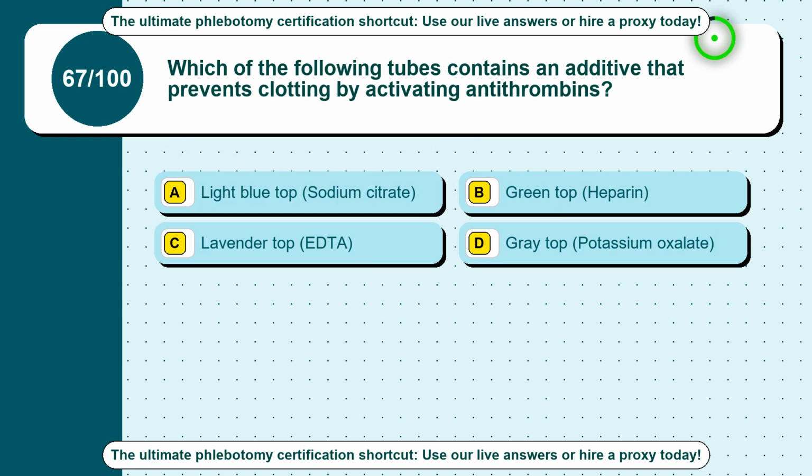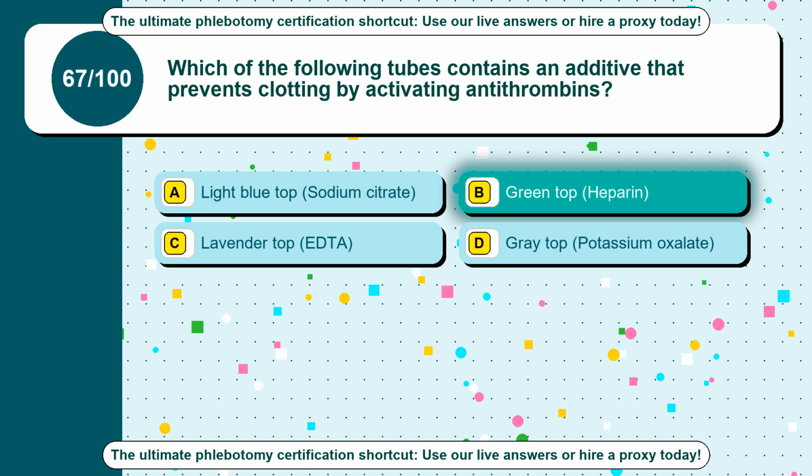Question 67. Which of the following tubes contains an additive that prevents clotting by activating antithrombins? Option A. Light blue top, sodium citrate. Option B. Green top, heparin. Option C. Lavender top, EDTA. Option D. Gray top, potassium oxalate. The correct answer is option B.